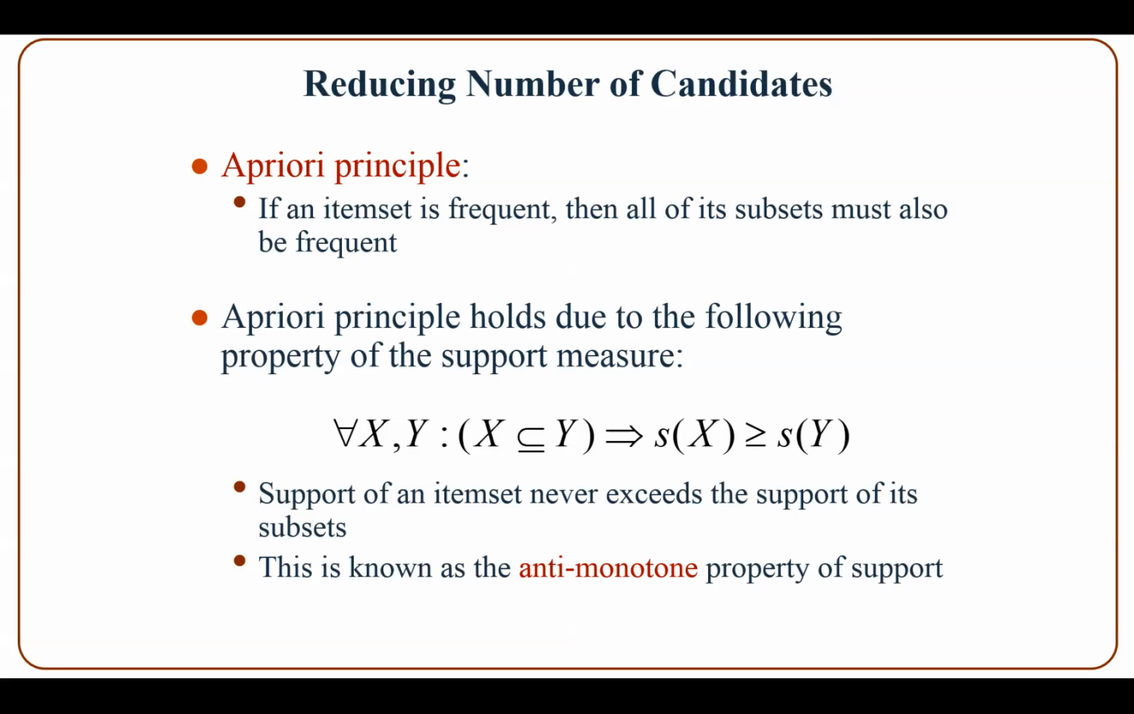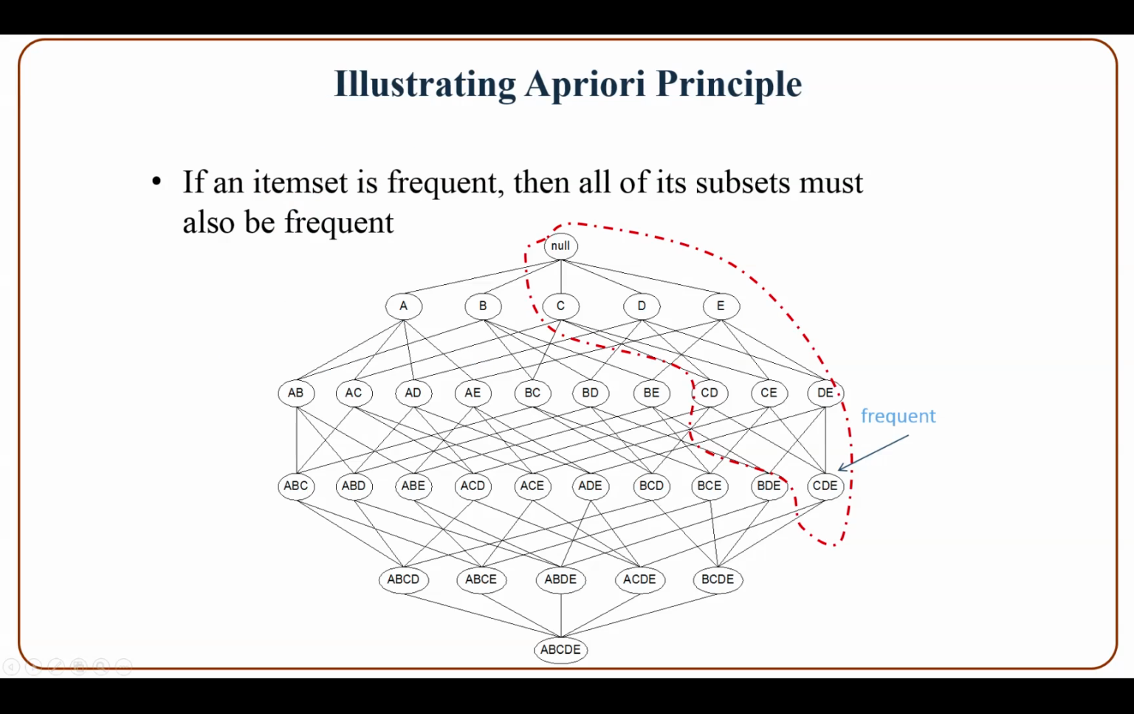Now let's see how the Apriori principle reduces the number of candidates. The principle says, if an item set is frequent, then all of its subsets must also be frequent. This principle holds due to the following property of the support measure. If X is a subset of Y, then the support of X is greater than or equal to the support of Y. And this is known as the anti-monotone property of support.